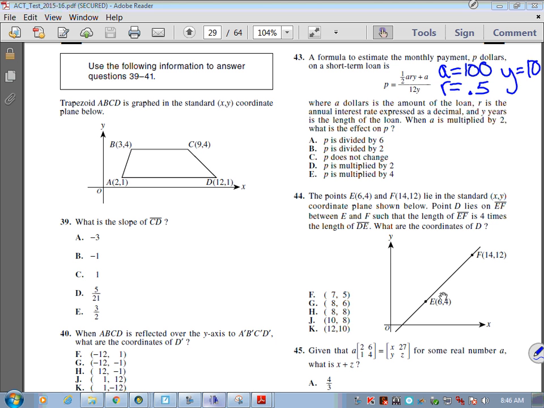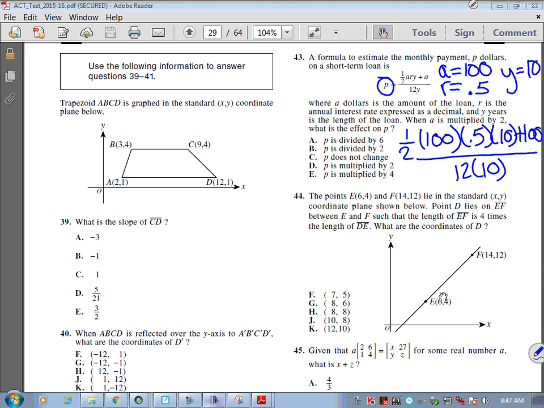So I just solved for this. I did 1/2 and then plugged in my numbers. So 100 times 0.5 times 10 plus 100, divided by 12 times 10, right? Numbers that are easy. I didn't pick complicated numbers. And that gave me 35/12. Doesn't really matter, but that's what I got.